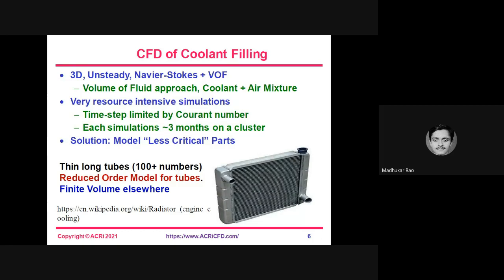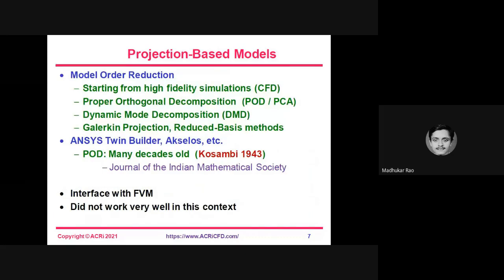So can I try a reduced order model in the sense that Dr. Murali mentioned? If I can use a reduced order model for the tubes and interface it with finite volume, then I can get a substantial savings in my mesh and hopefully speed up my result. And I would also get a performance benefit because I can march at higher Courant numbers. Okay. So I went in for model order reduction.